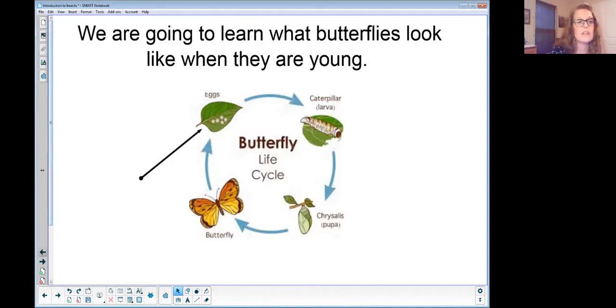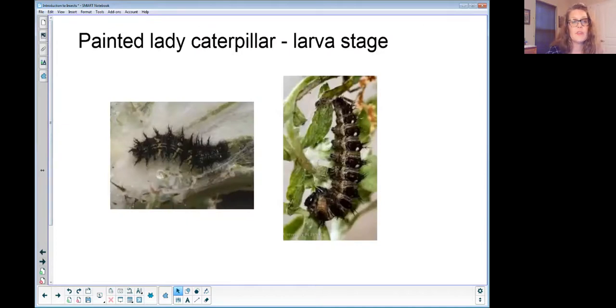Okay, so let's see what a caterpillar looks like. These are 2 pictures of a painted lady caterpillar, which is the larva stage. Just take a close look because we are going to be doing more with painted lady caterpillars.